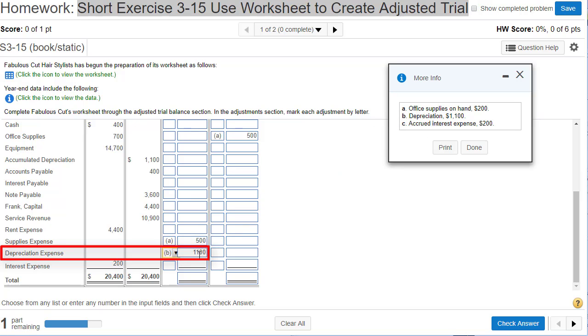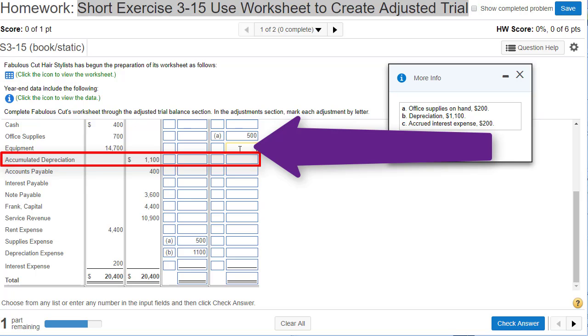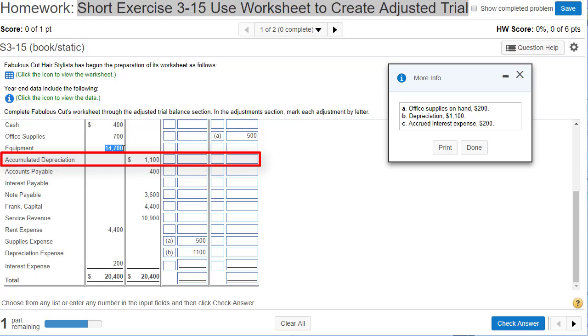Now, what is the other account that we use when we're recording depreciation? We have to increase the contra asset called accumulated depreciation. Now, some of you might want to lower the equipment account directly. If we were allowed to do that, we would just put the $1,100 here. But the reason we're not allowed to is because we have to keep this $14,700 original cost in there. So we cannot adjust it downwards.